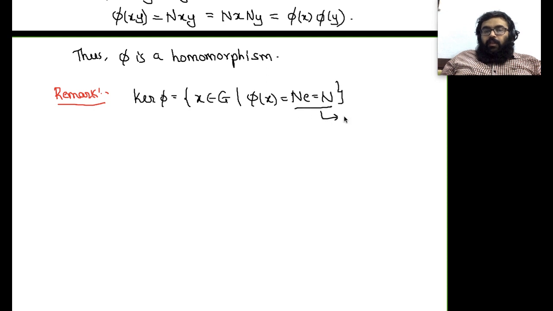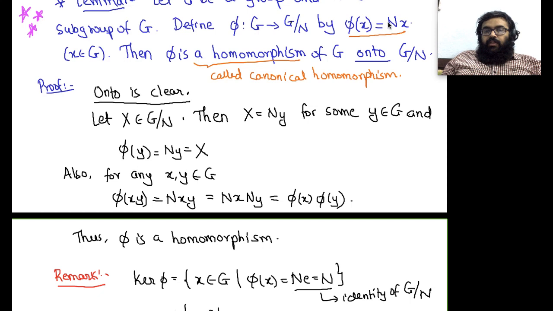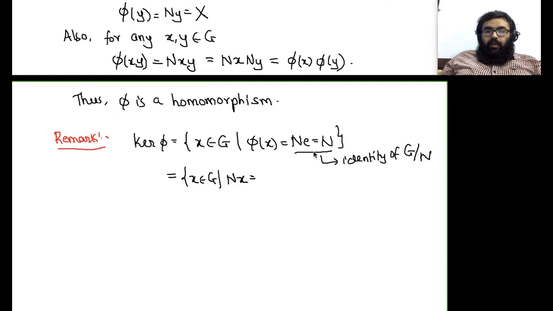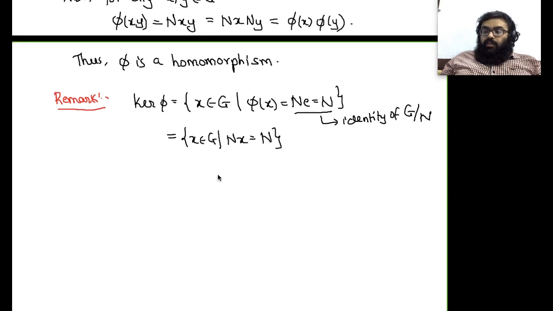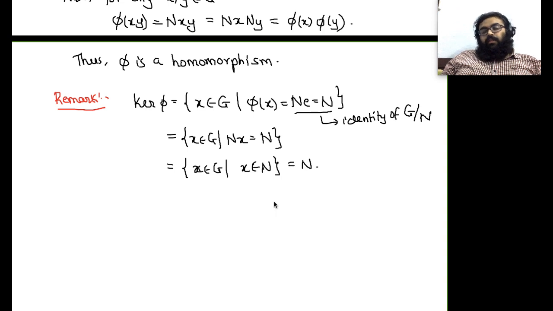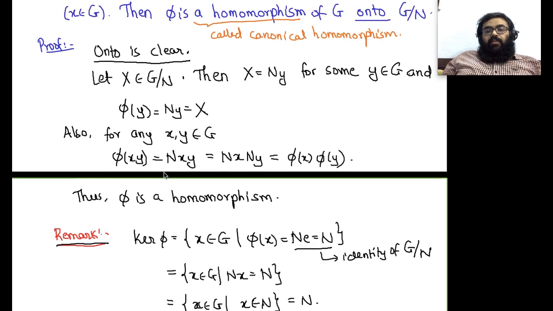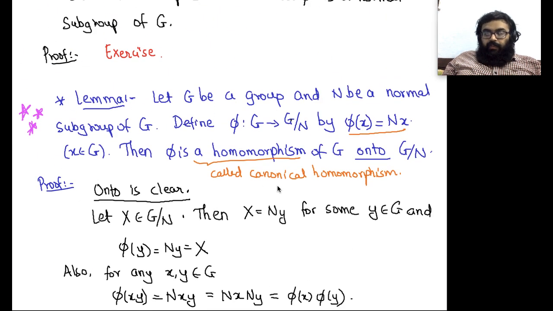This is the identity of G quotient N. This is the definition, right? We have just written the definition, and now we are going to find the kernel. So it is all x in G such that phi of x, which is defined as Nx, equals N. When Nx equals N, the identity coset, this happens if and only if x belongs to N. So this is all those x in G such that x belongs to N, which is N itself. So the kernel of phi is N. The additional thing we have got is that the kernel of this canonical homomorphism is the normal subgroup we started with, using which the homomorphism is defined.